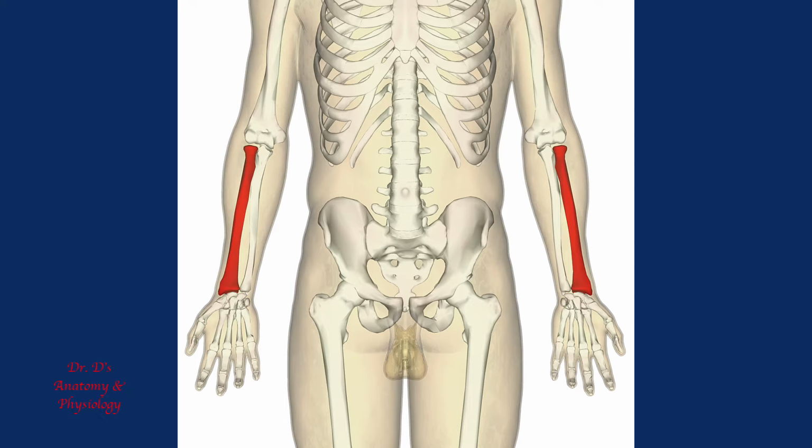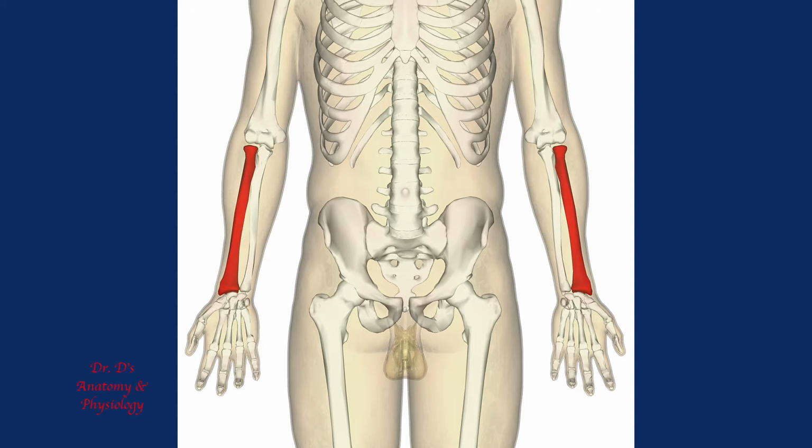In this video, we will look at the main features of the radius, one of the two bones of the forearm, or antebrachium, as it is called in Latin. The radius is the lateral bone in the anatomical position, and you can remember its position by remembering that it is associated with the thumb. Radius associates with thumb, RAT, R-A-T. Ulna with pinky, UP, U-P.